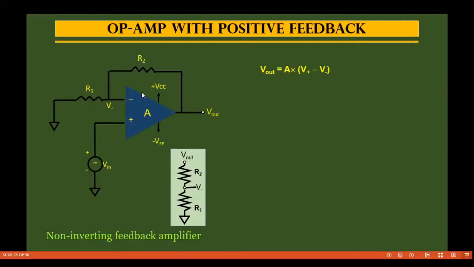So we can see here the Vout is A times of V plus minus V minus. V plus is the voltage that is present at the positive terminal, and V minus is the voltage that is present at the inverting input, right? So Vout is A times of (V plus minus V minus).